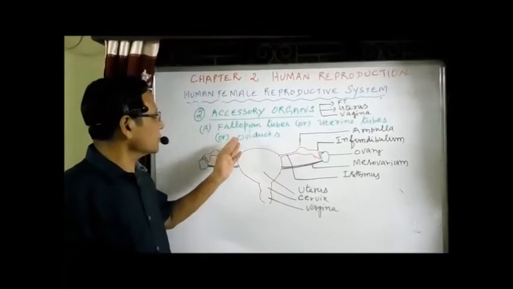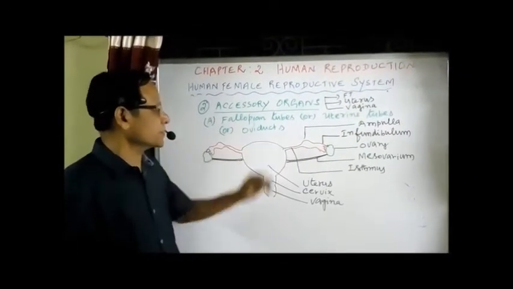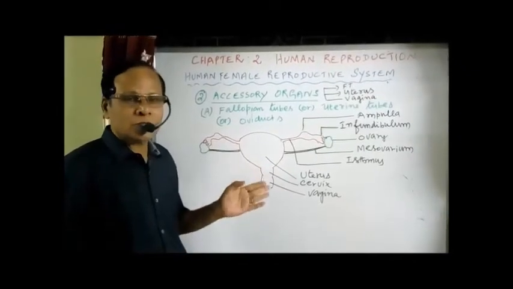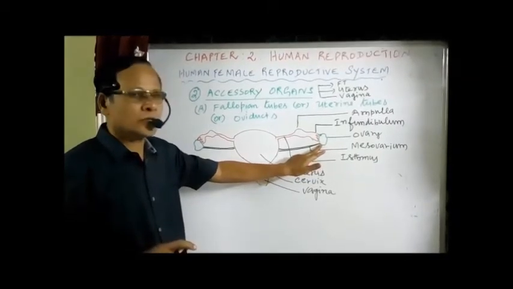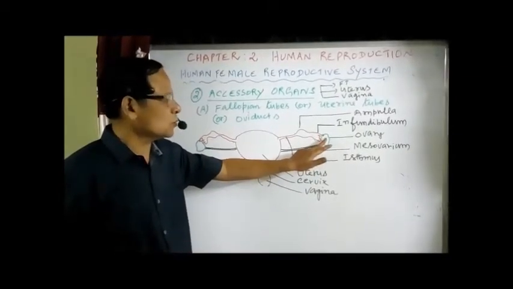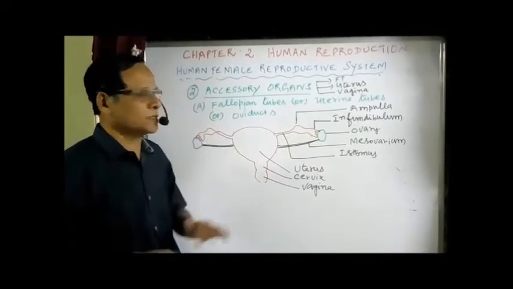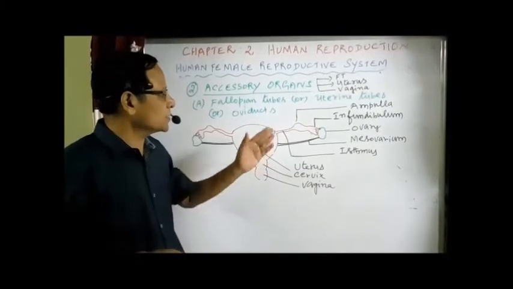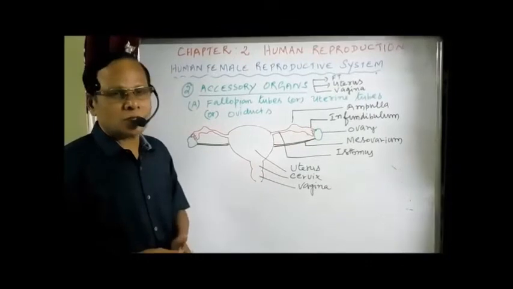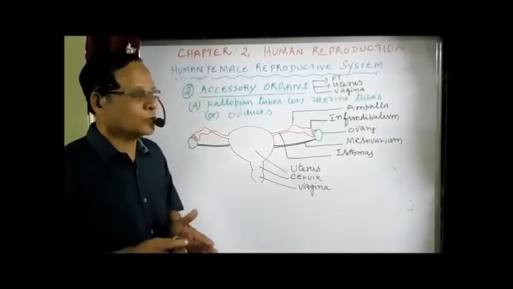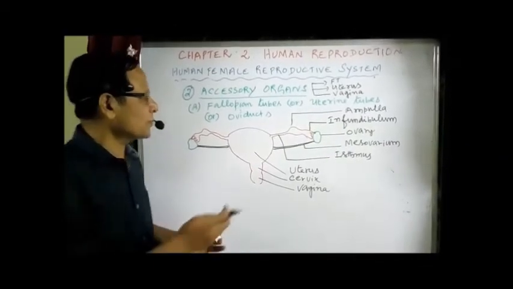Now let's take the first one, the fallopian tubes, or uterine tubes, or oviducts. These are all the names. The fallopian tube extends from the periphery of each ovary to the uterus, and it is differentiated into different regions. The terminal or proximal part of the fallopian tube is a funnel-shaped structure called the infundibulum.